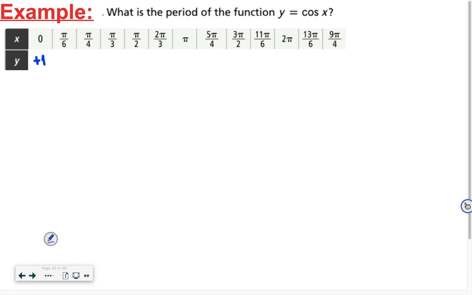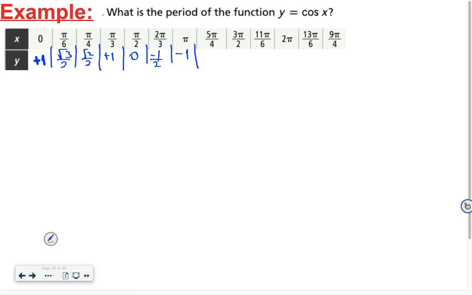If you substitute pi over 6 into the cosine function, you are going to get radical 3 over 2. If you substitute pi over 4, you will get radical 2 over 2. If you substitute pi over 3, you will get positive 1/2. If you substitute pi over 2, you will get 0. If you substitute 2 pi over 3, you will get negative 1/2. If you substitute pi, you will get negative 1. Remember that, ladies and gentlemen, in the second quadrant and third quadrant, the sign of the cosine is negative.